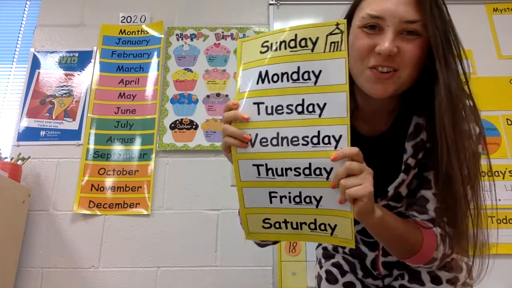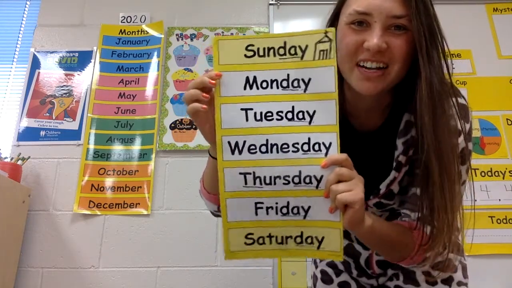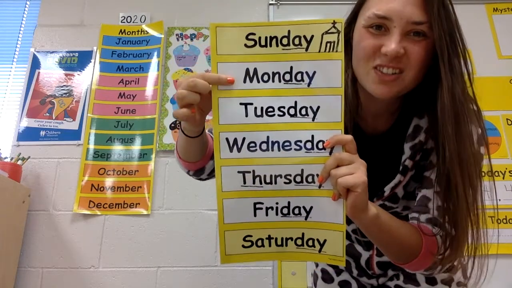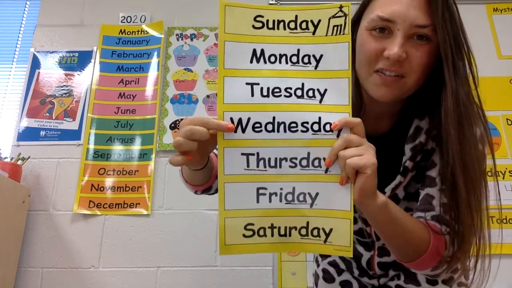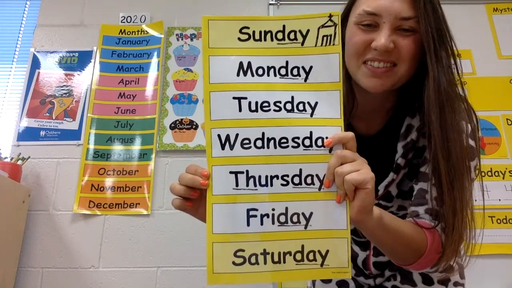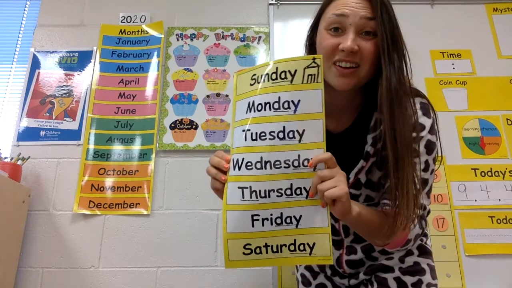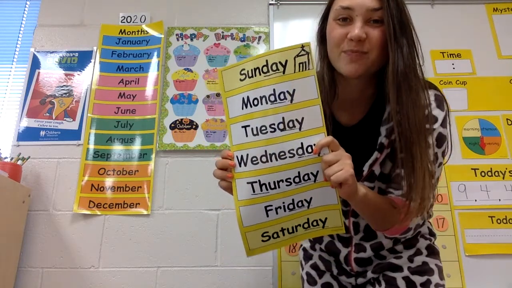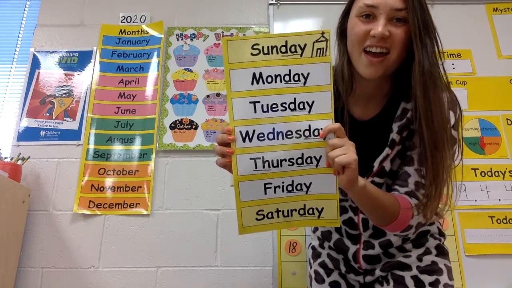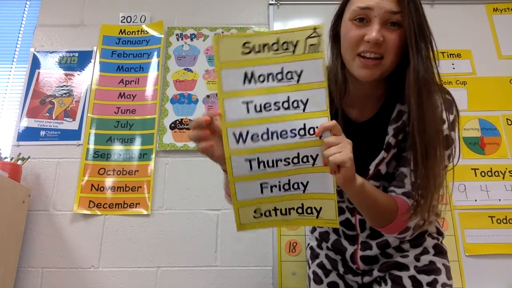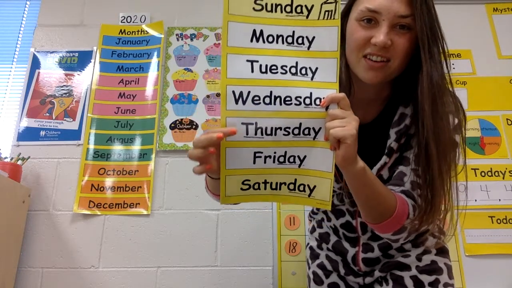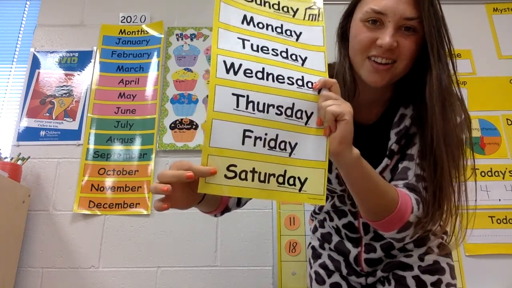First, do you know how many days there are in a week? Let's count together. Ready? 1, 2, 3, 4, 5, 6, 7, right? There are 7 days in a week. Let's do the song that helps us remember the days of the week. Ready? There are 7, there are 7, there are 7 days in a week. Sunday, Monday, Tuesday, Wednesday, Thursday, Friday, Saturday.